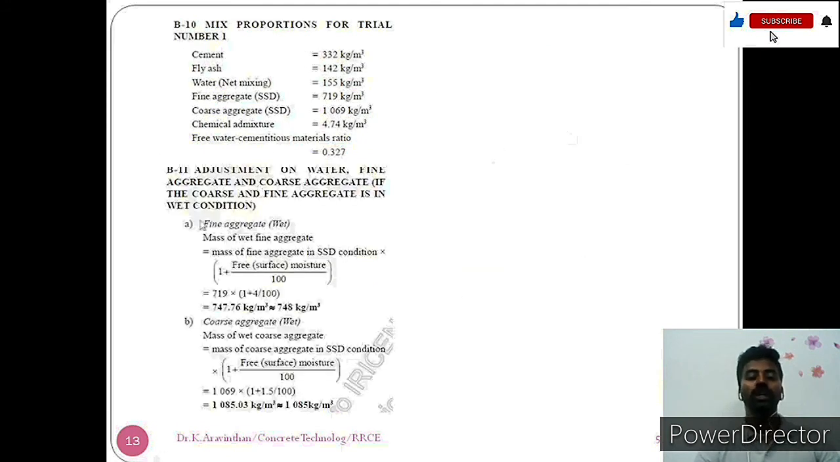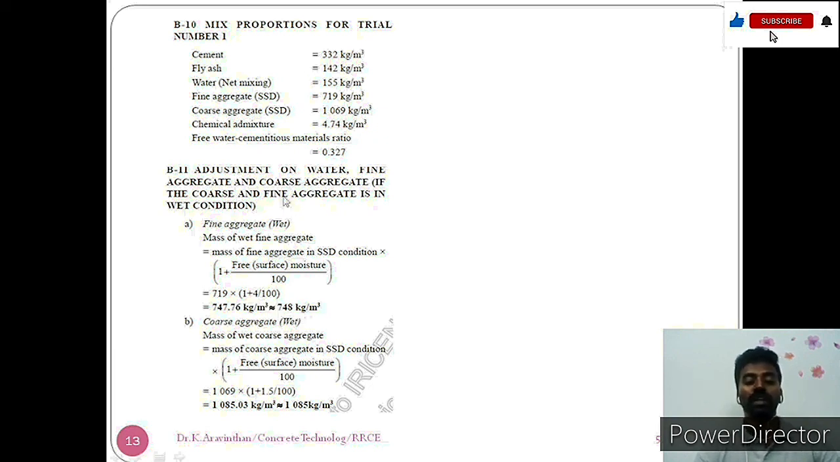This is the adjustment. So what you have to do, the fine aggregate is under a wet condition. So you can use this formula in order to identify the SSD fine aggregate. So how to find the mass of SSD fine aggregate? 1 plus free moisture divided by 100. The free moisture is 4%. So that is why you are using 4. You can refer to the given data, and we are getting 748 kg per meter cube of SSD fine aggregate.